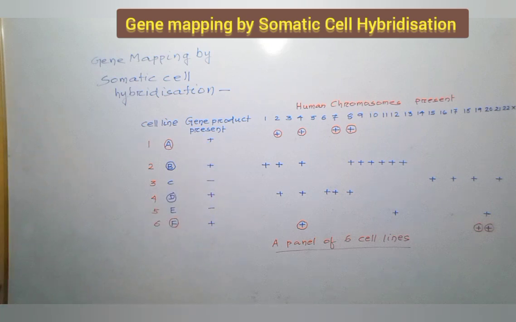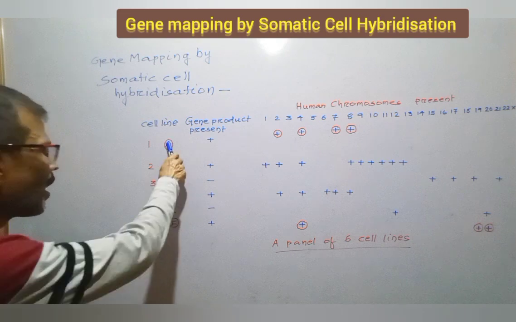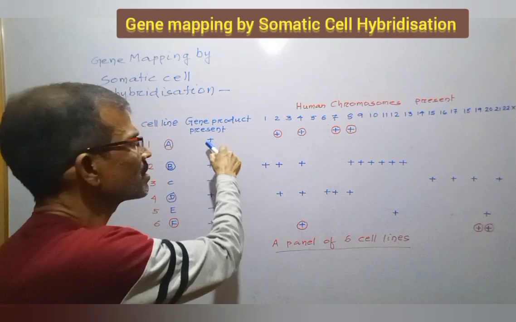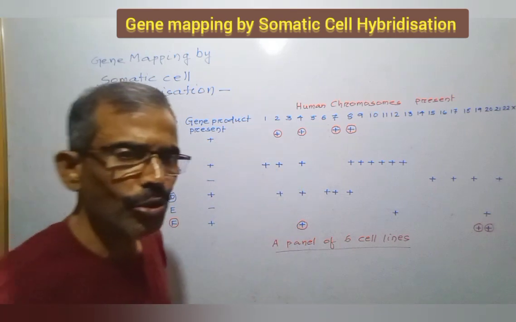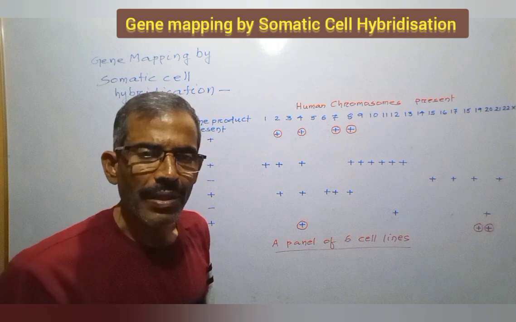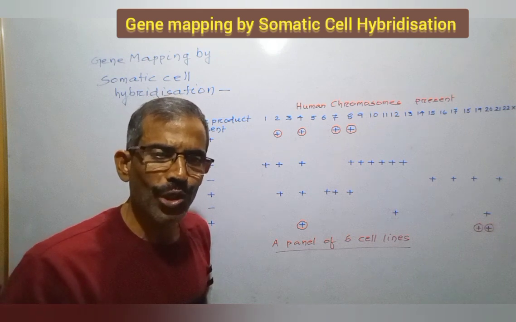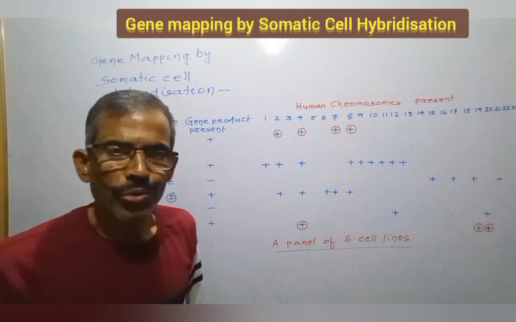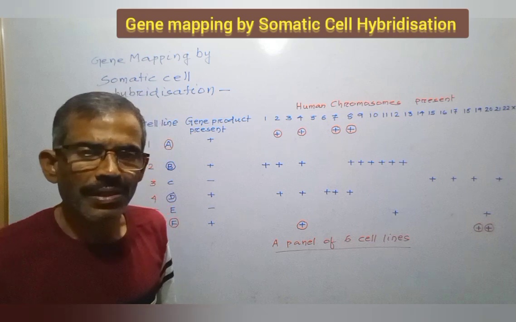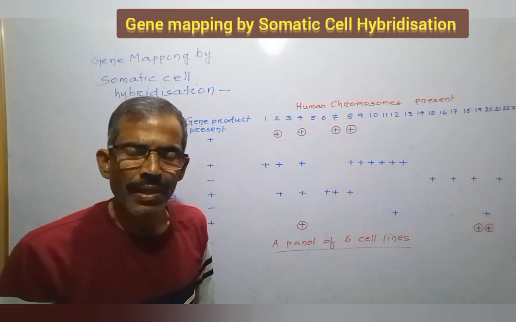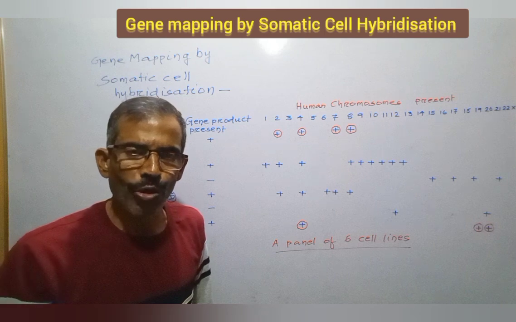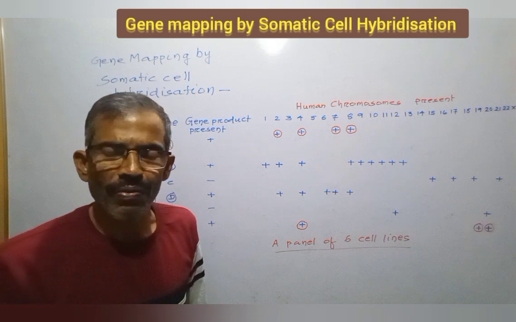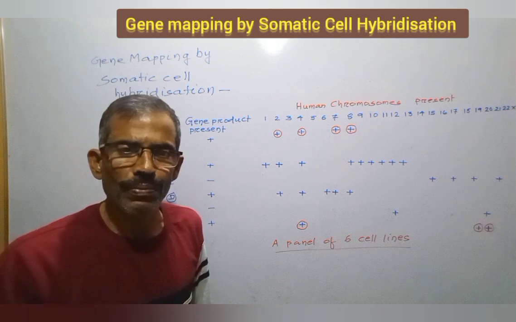The chromosome which is common to cell lines A and F is chromosome 4. That means the particular gene is located on human chromosome 4. In this way, the location of specific human genes can be determined on various human chromosomes. So the correlation between the presence of a specific gene and the presence of a specific human chromosome makes it possible to determine the location of a number of genes on the genome.